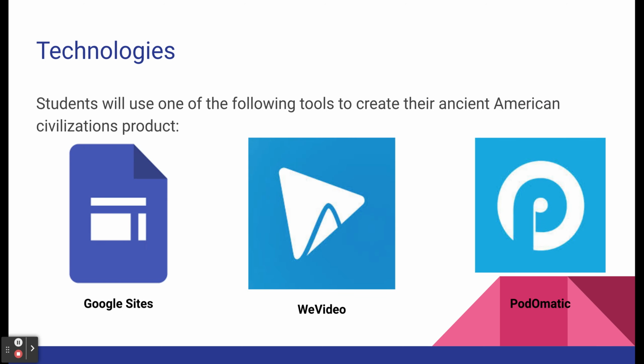The technologies that our students will be using to create their final product include Google Sites, which will allow students to create their own website about their civilization, WeVideo, so students can make a documentary to share the research that they've done, or Podomatic to create a podcast. Other important technologies include the library databases for students to do their research, student Chromebooks. Our school is one-to-one with Chromebooks for every student, and Google Classroom as well.